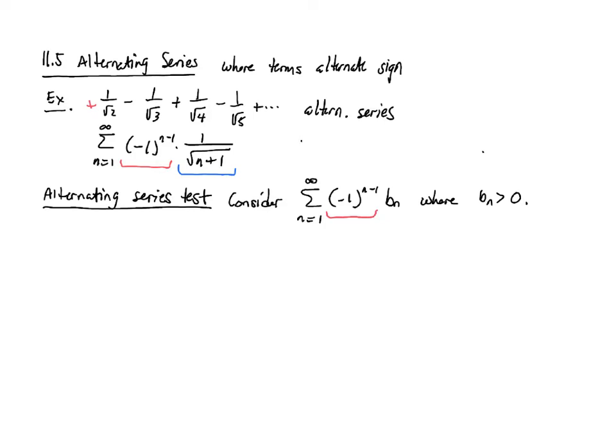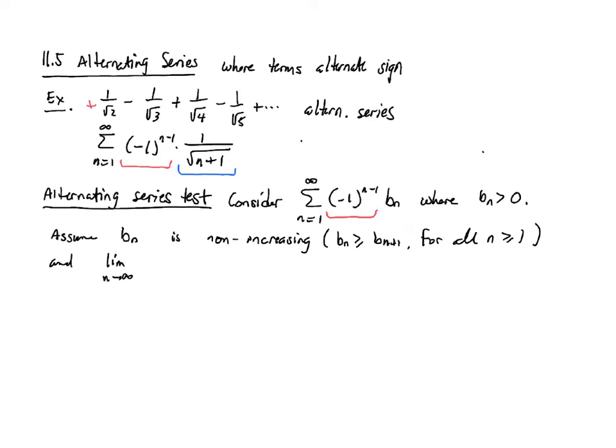Now, if you have a series that looks like that, and we assume that that sequence of positive terms, bn, is non-increasing, and that just means that when I go from bn to bn plus 1, bn is always greater than or equal to bn plus 1, and that's true for all n, and that the limit as n goes to infinity of bn is 0.